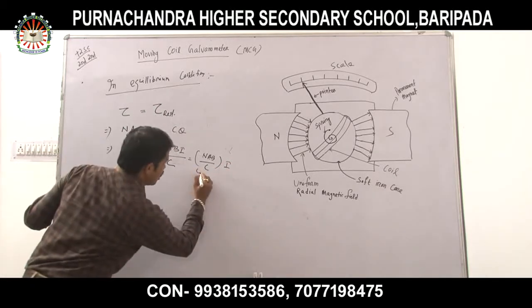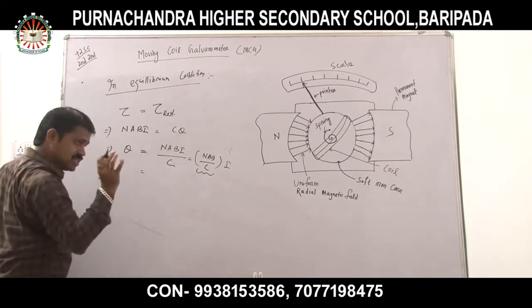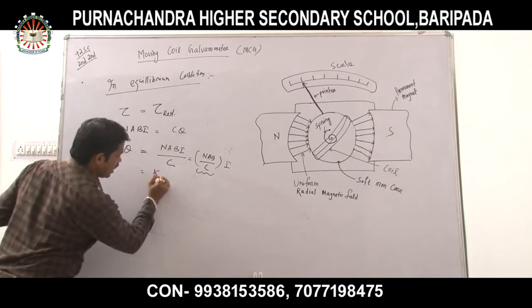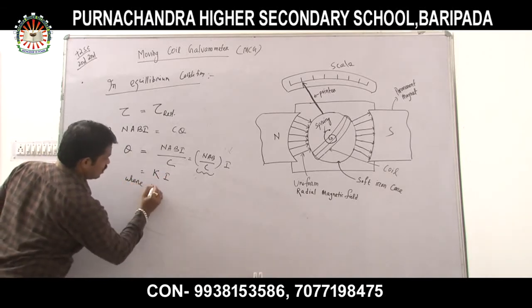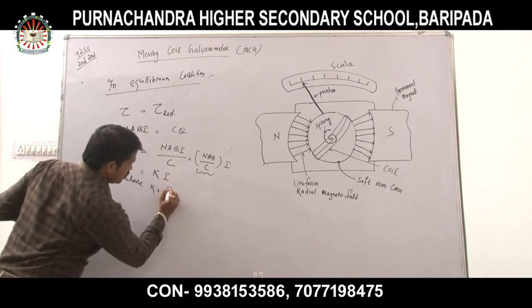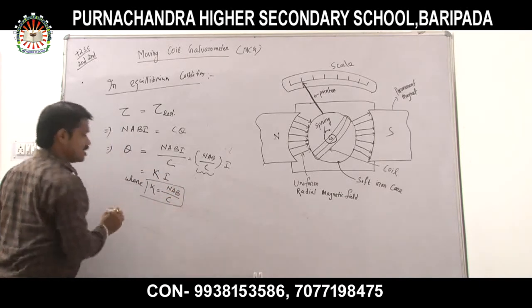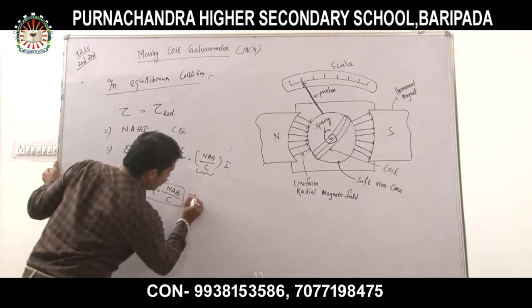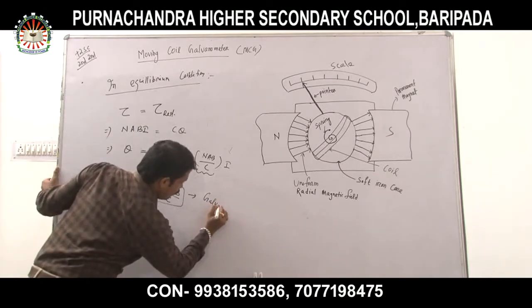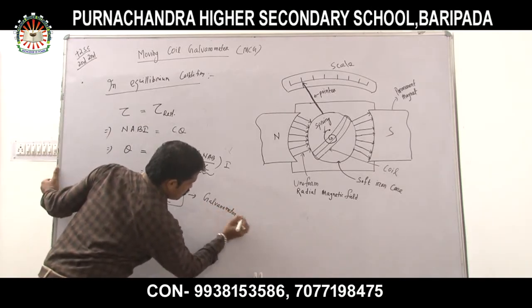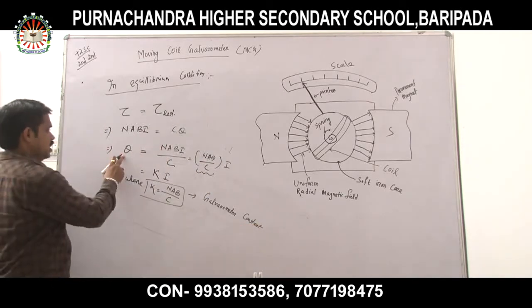Clear? So this is what we have accumulated. N A B divided by C is very important. That is actually a constant. What is that constant called? That constant is called K. So here you have to write, where that K constant is N A B divided by C. That constant is called the galvanometer constant. Okay, so theta is equal to K I.